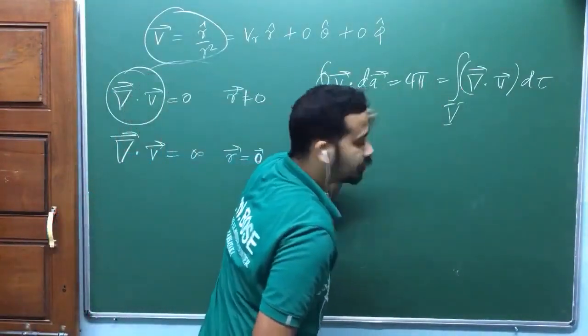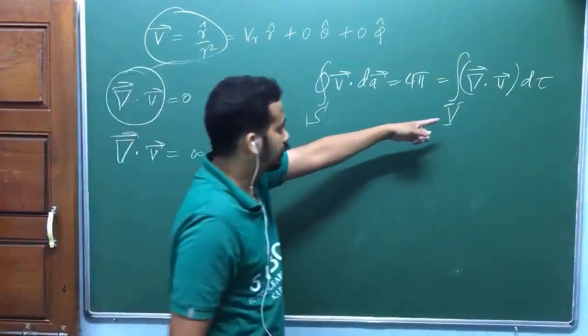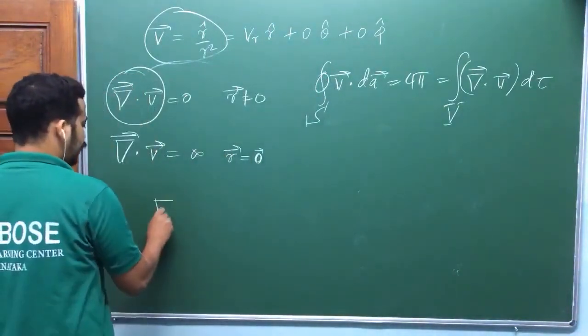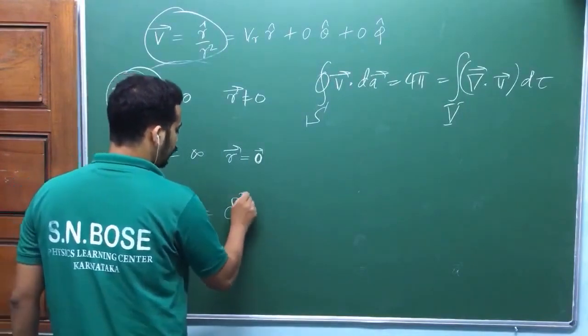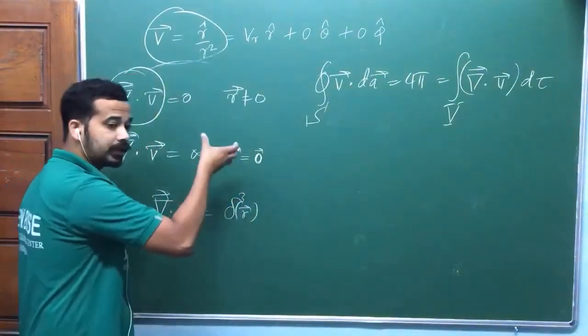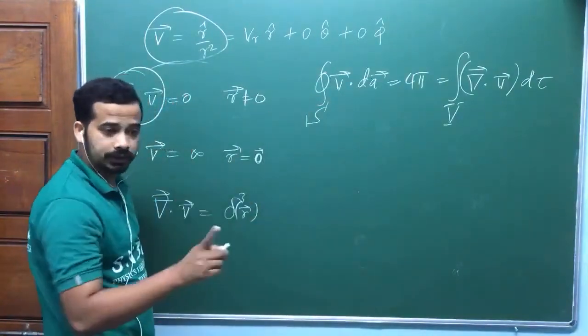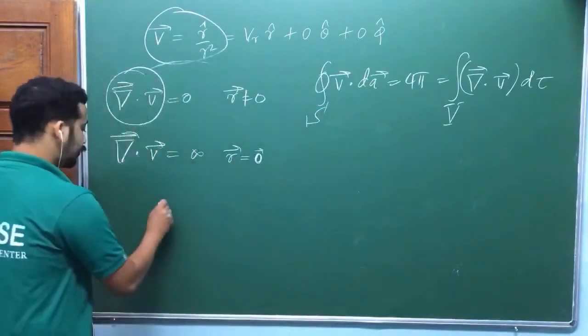But look at here. That volume integral should be 4π, isn't it? Obviously, you can write del dot V as a Dirac delta. In this case, you can write delta cube of R, isn't it? But it's a volume integral that covers the origin. That is 4π, that is not 1, isn't it? That's why we need to redefine this one. We need to define this one like this.